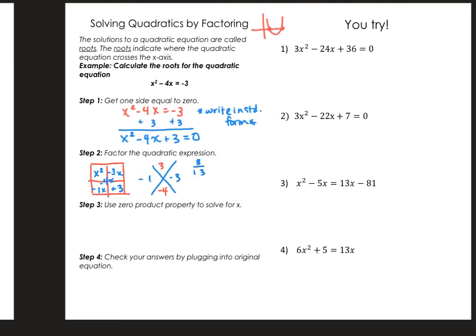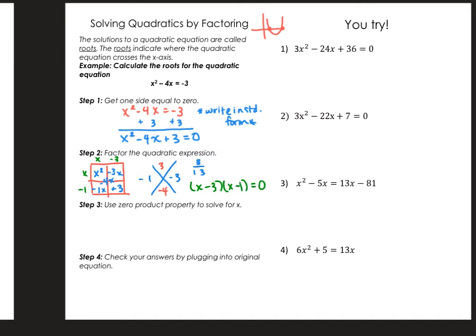So looking at the top row here, x squared and negative 3x, they have an x in common. So x times x gives me x squared. x times negative 3 gives me negative 3x. And x times negative 1 gives me negative 1x. So now I have my factors. It's x minus 3 and x minus 1. And we know that that's equal to 0.